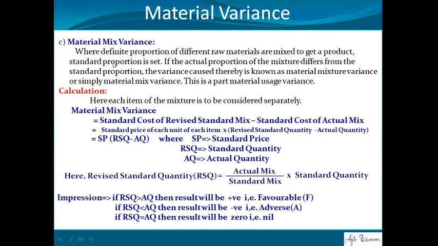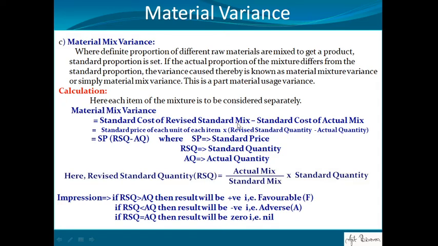Material mix variance. When a definite proportion of different raw materials are mixed to get a product, the standard product proportion is set. If the actual proportion of the mixture differs from the standard proportion, the variance cost thereby is known as material mixture variance, or simply material mix variance. This is a part of material usage variance calculation. Here, each item of mixture is to be considered separately.